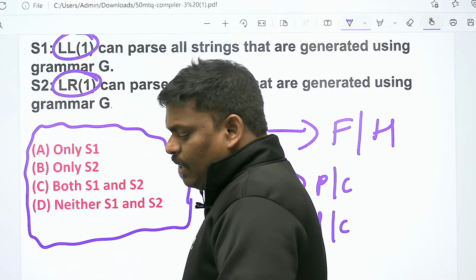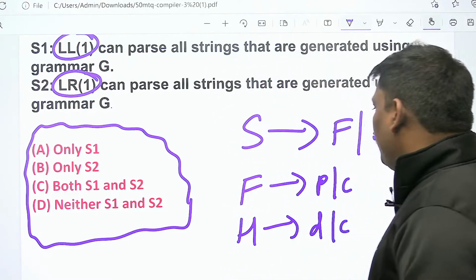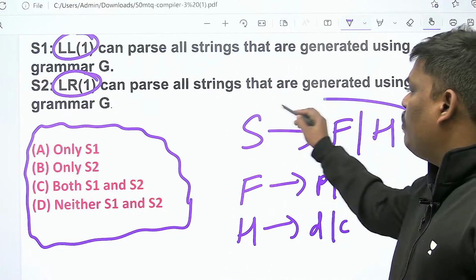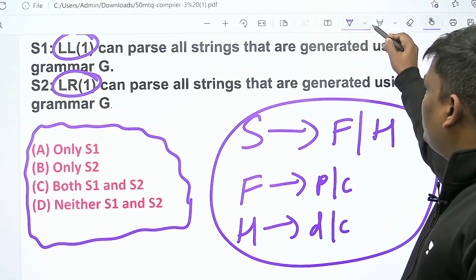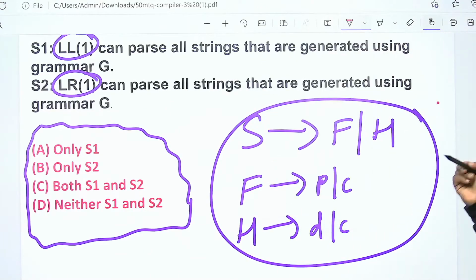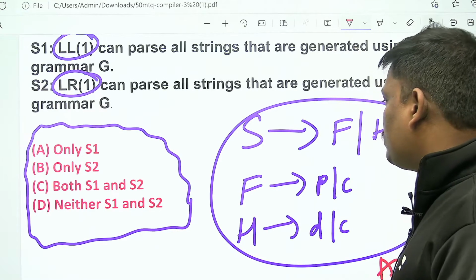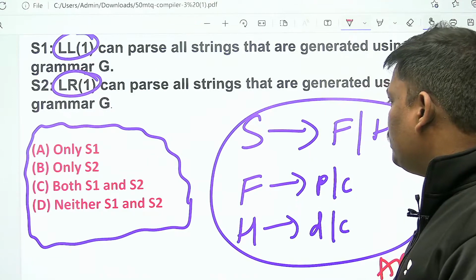Yeah, you are right. Someone mentioned: sir, the given grammar is an ambiguous grammar. If the given grammar is ambiguous, how can it be LL1? How is it possible to be LR1? It is an ambiguous grammar. Exactly, thank you. Exactly, it's an ambiguous grammar. Some people are asking, sir, how can you say it is an ambiguous grammar?